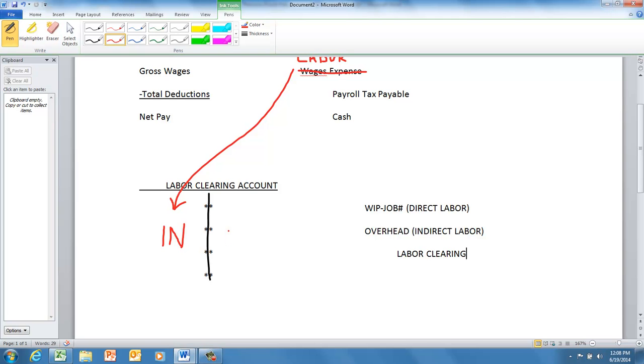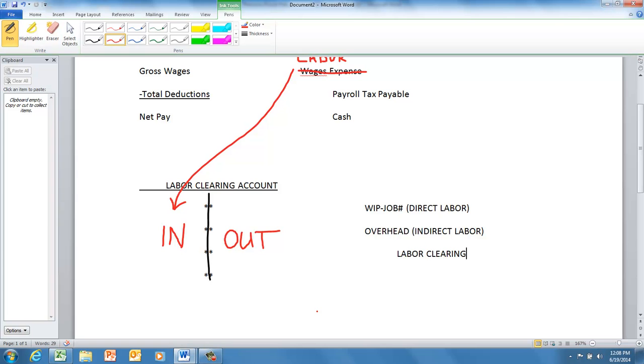And so here, as soon as we do that entry, we are now going to take it out of that labor account and allocate it immediately. All that labor is either direct labor or indirect labor. So we're going to debit labor regardless of whether it's direct or indirect. If it's wages expense for the factory, we are going to debit labor, not wages expense.